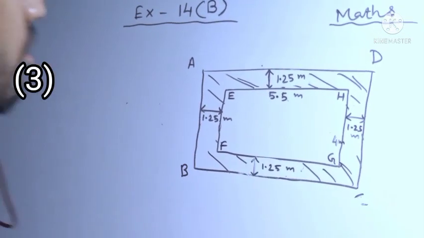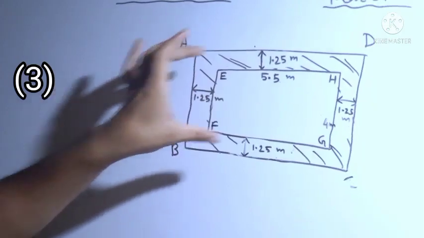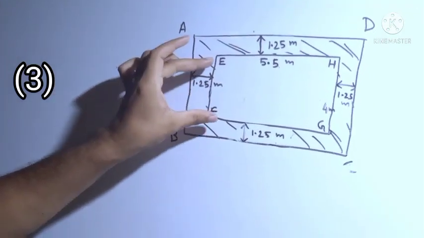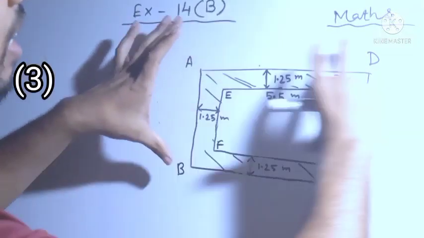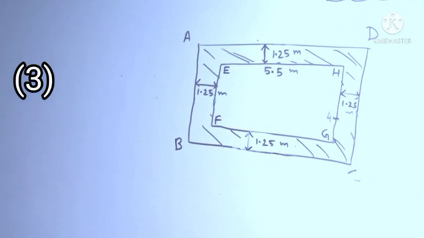So first, to find the area of the shaded portion, we have to find the area of the small rectangle and the big rectangle, okay.